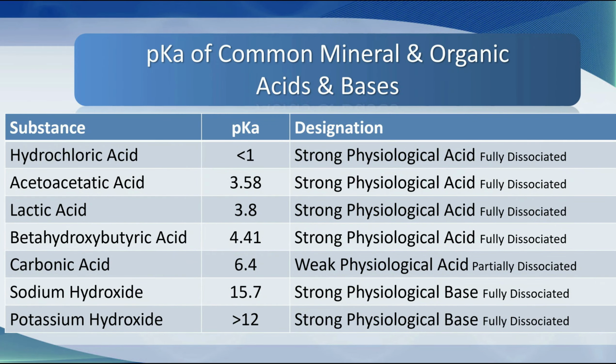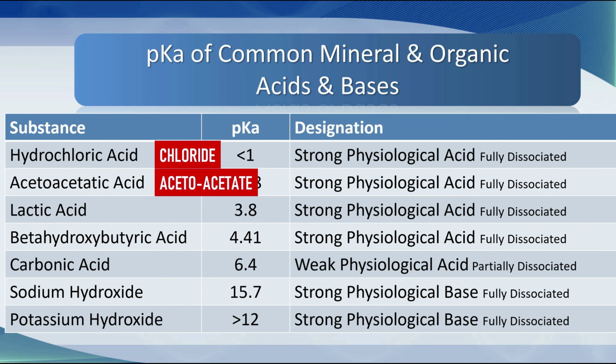This table displays the pKa's of common mineral and organic acids and bases in the body. The first one, hydrochloric acid, has a pKa of less than 1. It is a strong physiological acid. It's fully dissociated, and when you see this in the body, it's known as chloride. Acetoacetic acid has a pKa of 3.58. It is a strong physiological acid, and in the body it's known as acetoacetate.